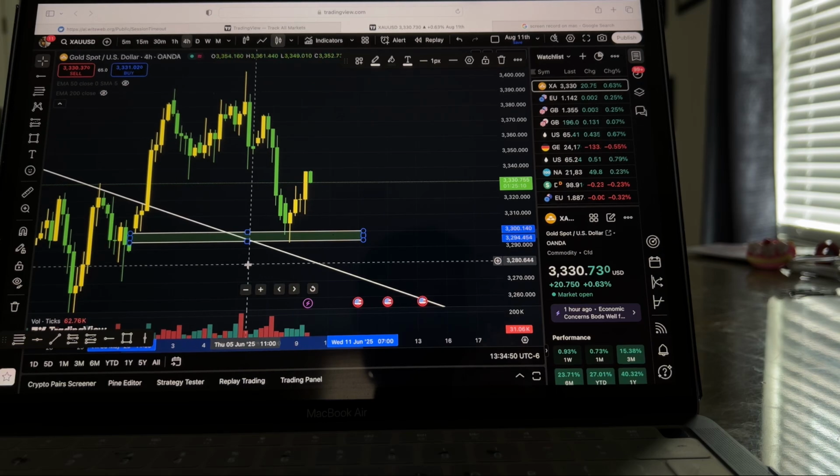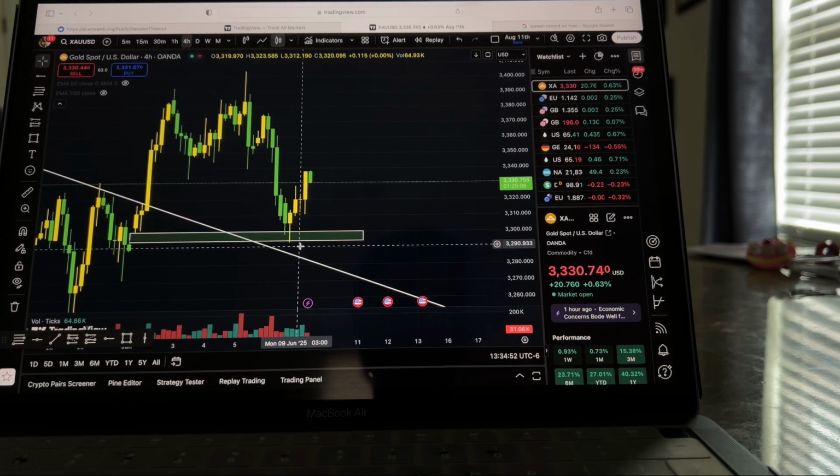I see a rejection. That's actually why I set a buy limit there. So as soon as it came down and touched, I'm in the trade automatically. Buy limit right there above the box, stop limit below the box.